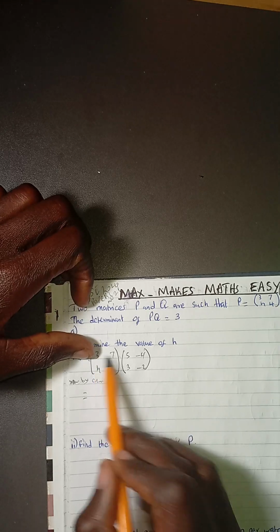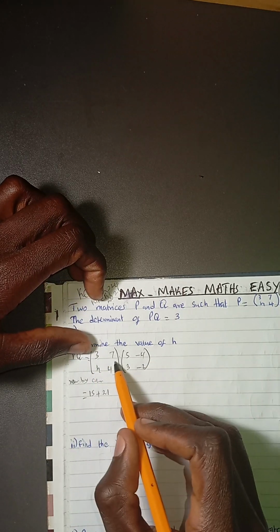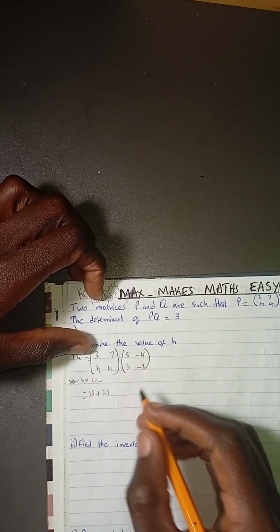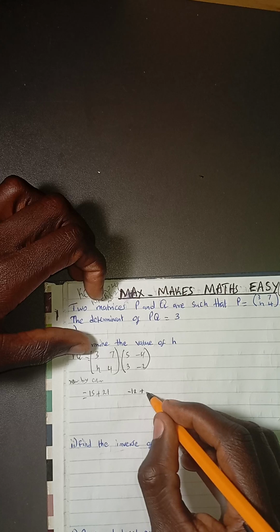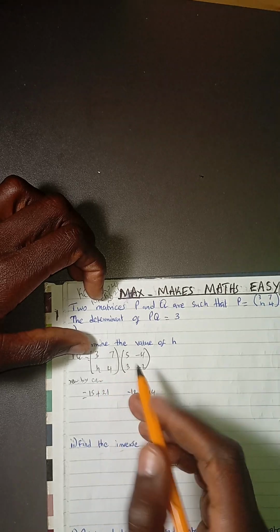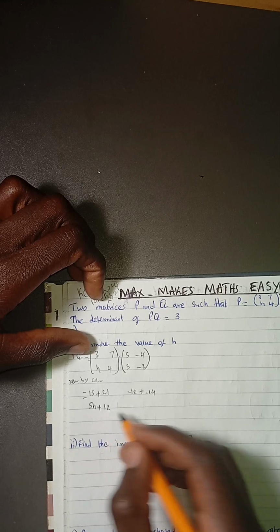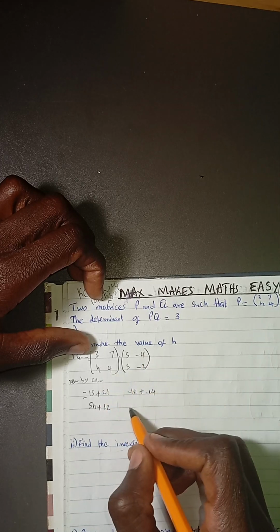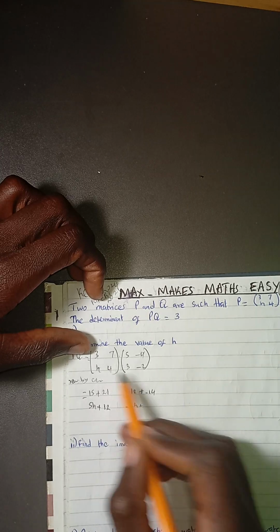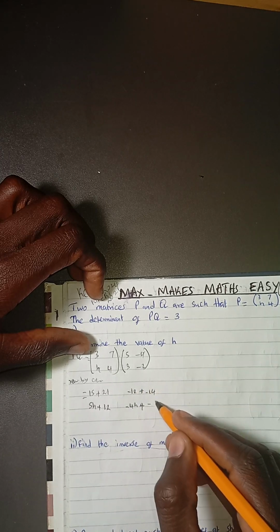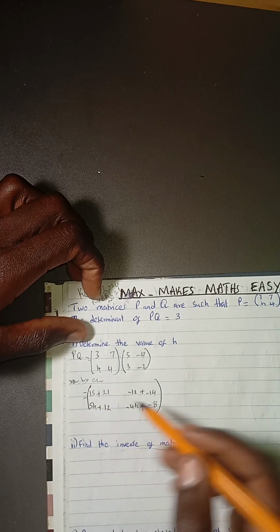So we say 3 times 5 it's 15, plus 7 times 3 is 21. 3 times -4 is -12, plus 7 times -2 is -14. Then h times 5 is 5h, plus 4 times 3, that is 12. h times -4, that is -4h, plus 4 times -2, that is -8.